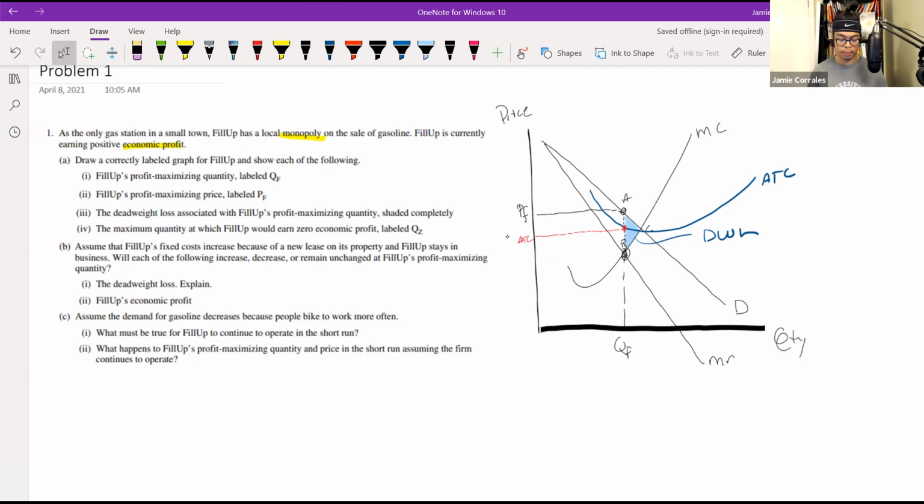So zero economic profit will occur where the profit equation, which is price minus average total cost times quantity, is equal to zero. So price and average total cost have to be the same.